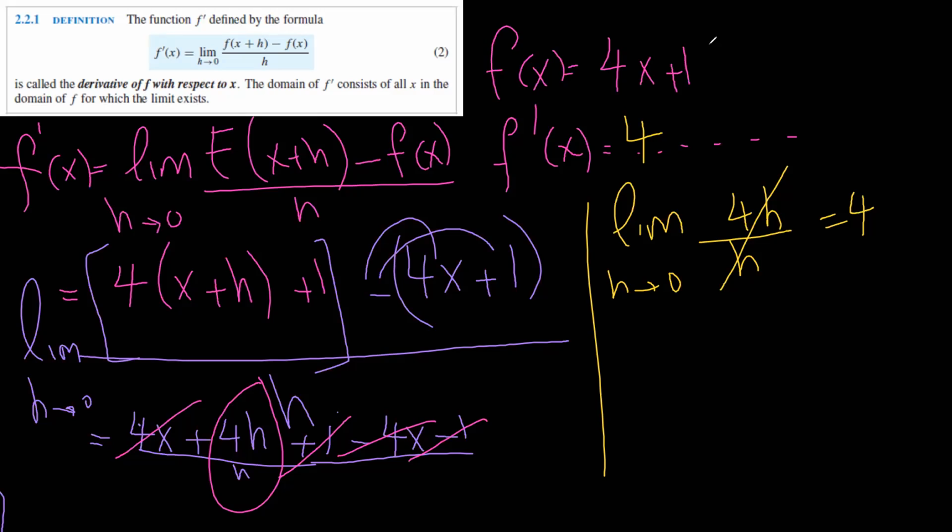Is it clear? Miss, please, may you repeat the last part? Yes, okay. After you simplify 4x with negative 4x and 1 with negative 1, they cancel each other. You will have only 4h in the numerator, and in the denominator you have h. You can simplify them by dividing both of them by h. So you will have only 4. That means the derivative of f of x is 4. Is it clear?